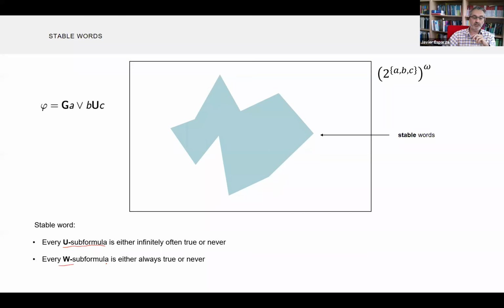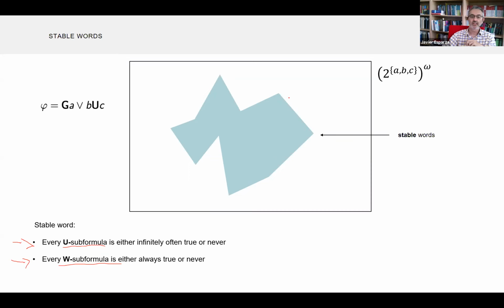And similarly for the W subformulas, we are interested in whether they hold almost always or not. And then the word is stable if they hold always or never, okay? There is also nothing in between, like it does not hold for the first 3 steps and then it holds. There is nothing like a natural number different from 0 here. So the number of times the until subformulas hold cannot be 3, and the number of times the W subformulas do not hold cannot be 2 or 4.